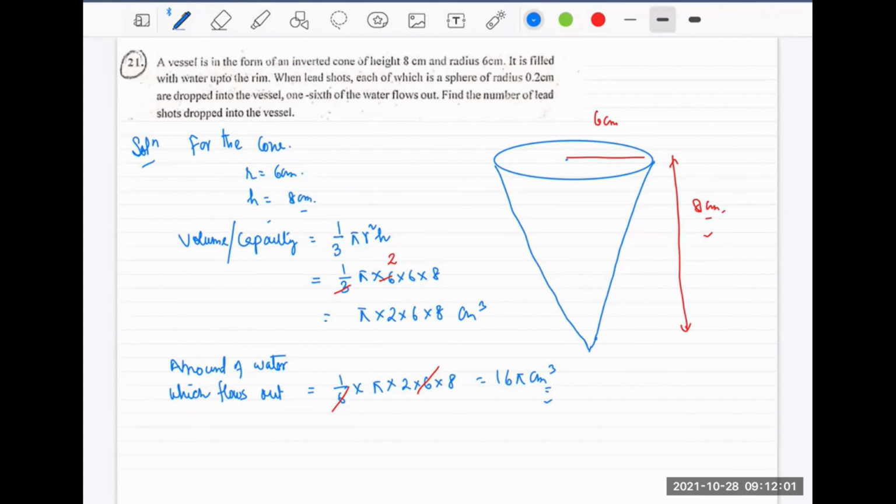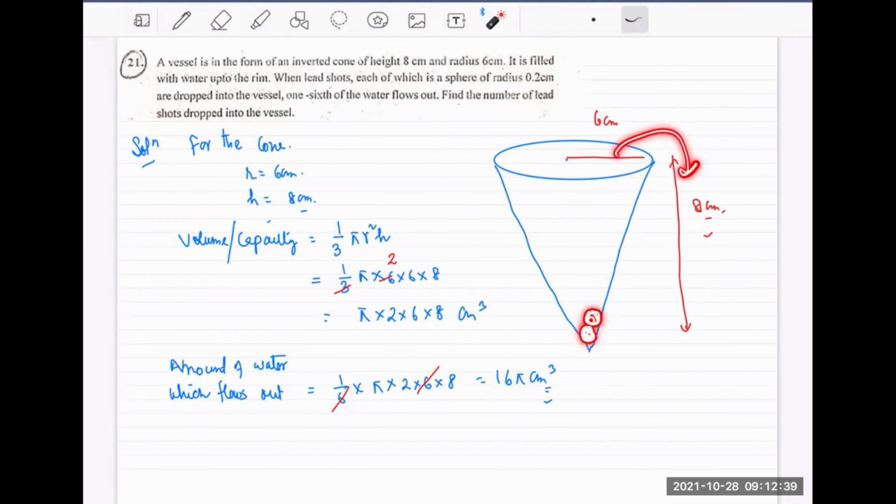Okay. Why did the water flow out? The question is: because when we drop the lead shots, the space that is supposed to be occupied by the water is being occupied by the lead shots. Right. So there was water initially here, everything was water. But when you drop one small ball, the space that is supposed to be occupied by the water is now occupied by the lead. That's why the extra amount of water flows out.